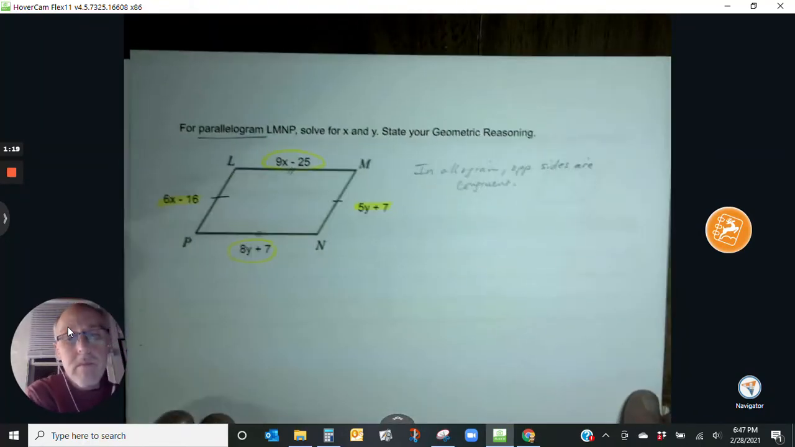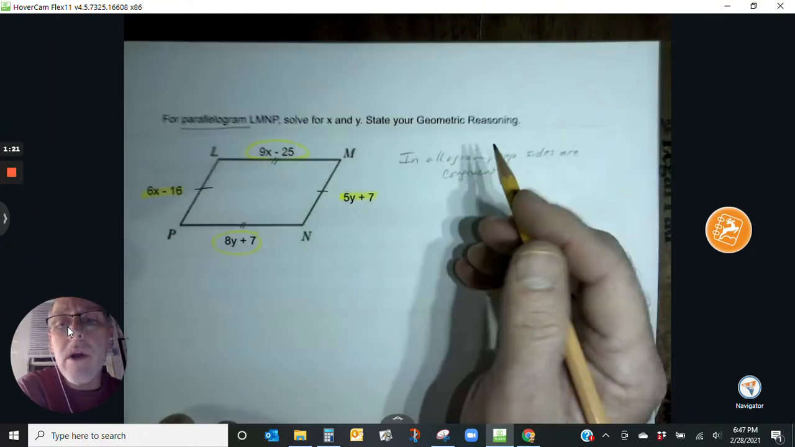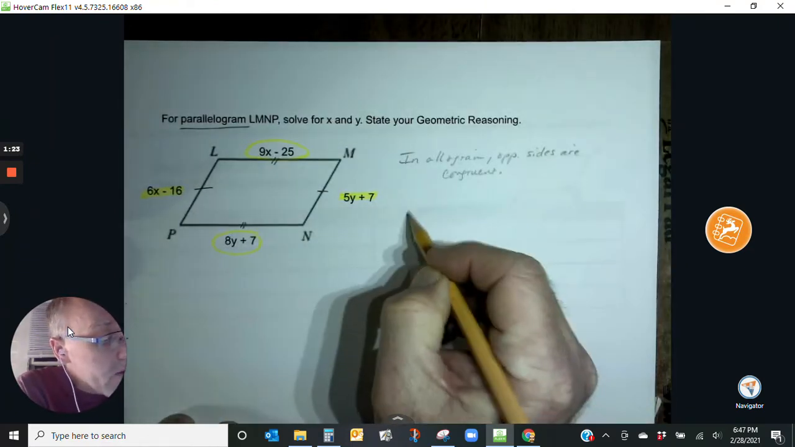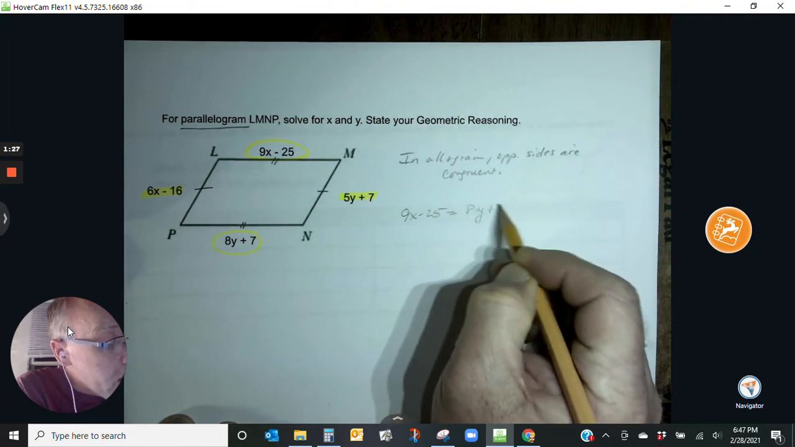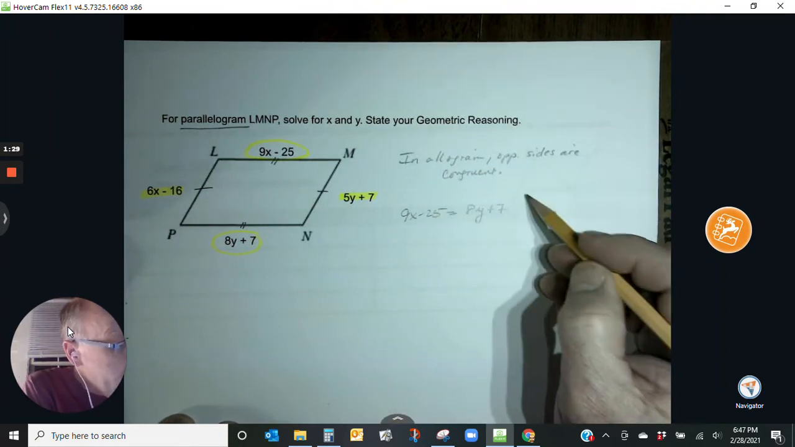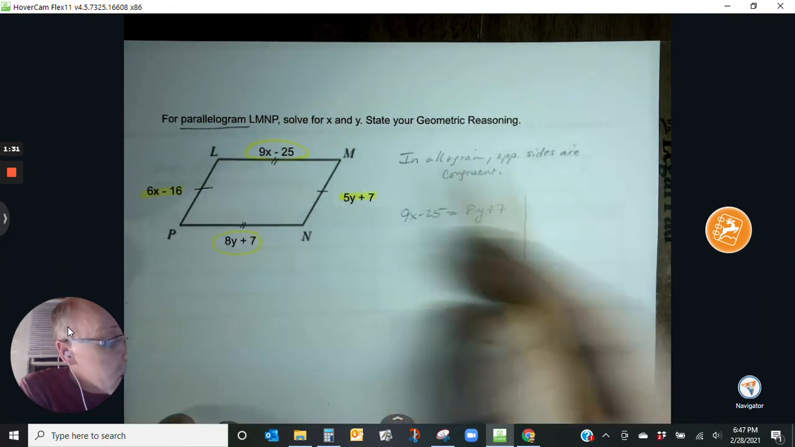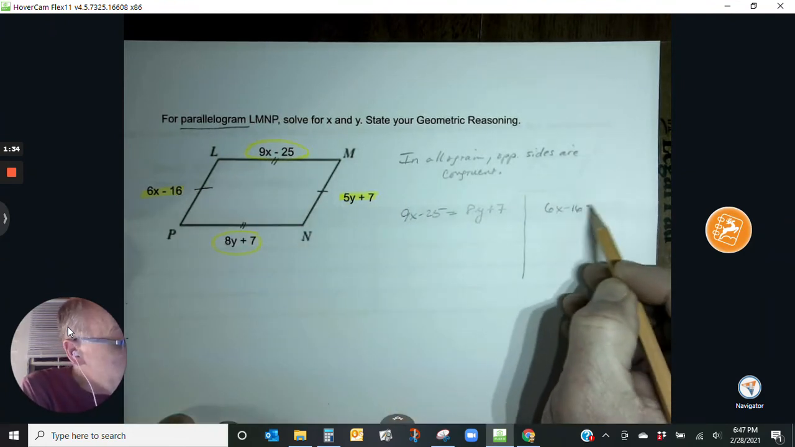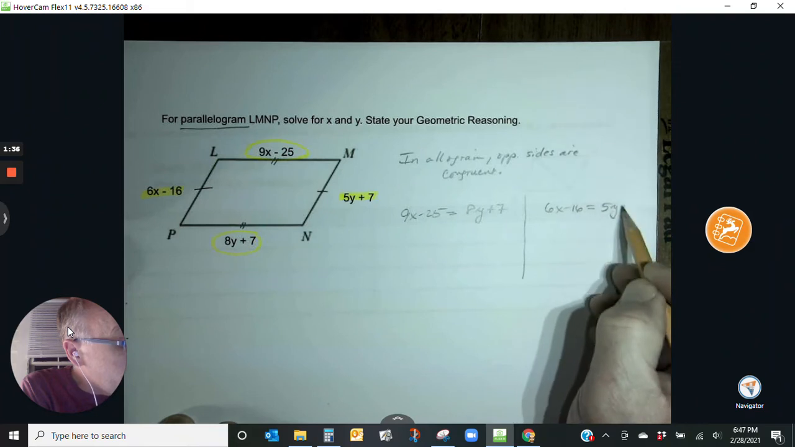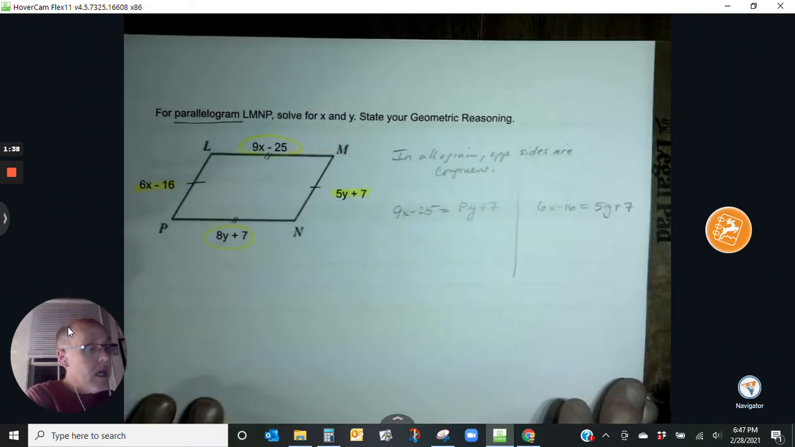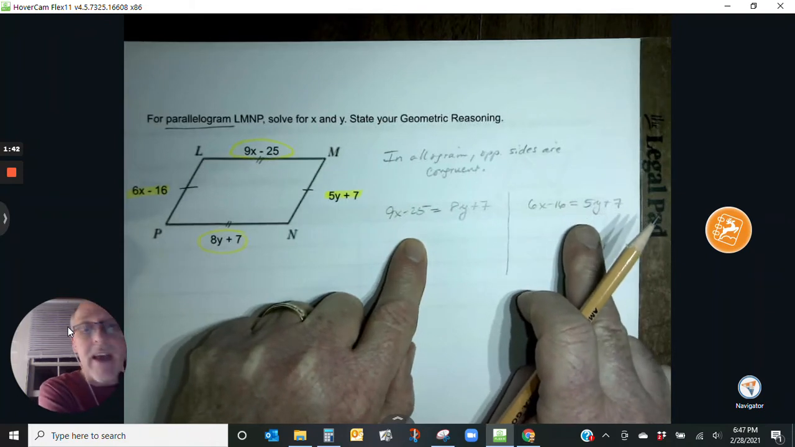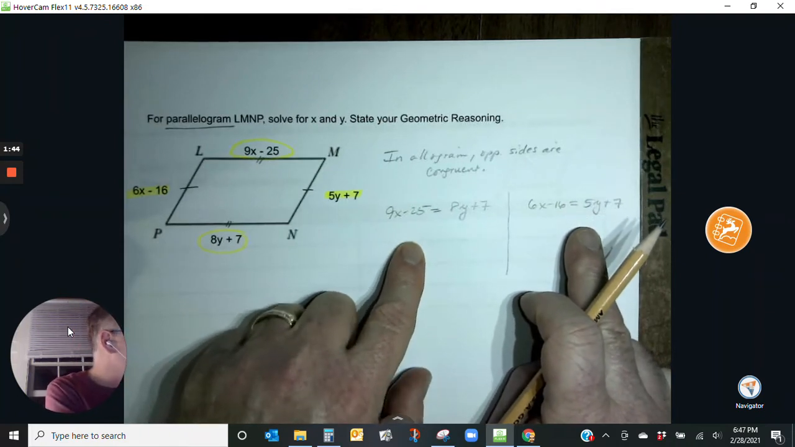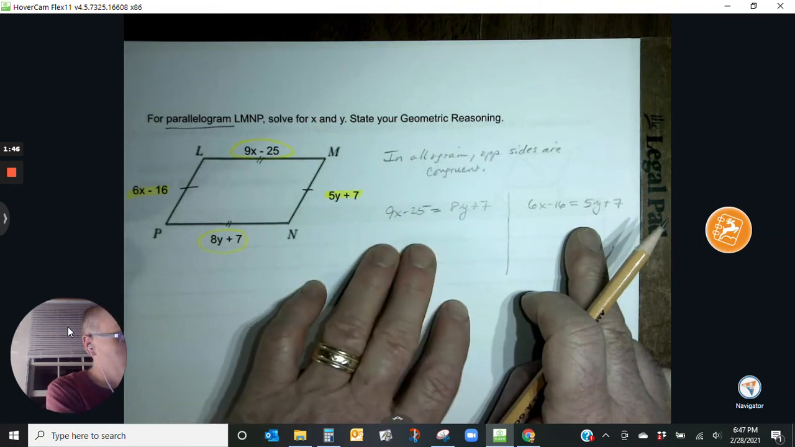So that means here that 9x minus 25 has to equal 8y plus 7, and that 6x minus 16 has to equal 5y plus 7. So we have two different equations. We see that both equations have an x and a y in them. So we have a system of equations, two unknowns.